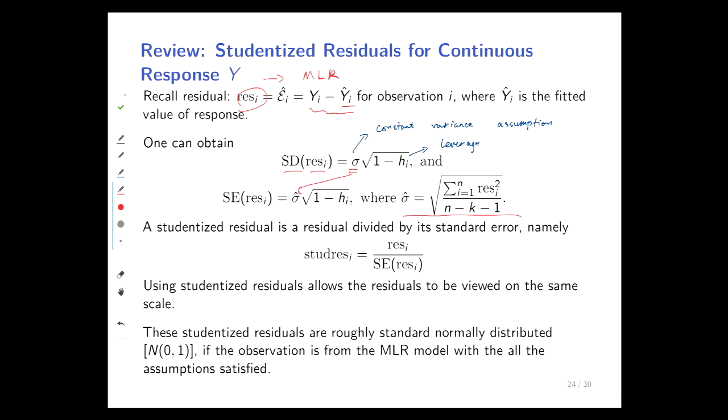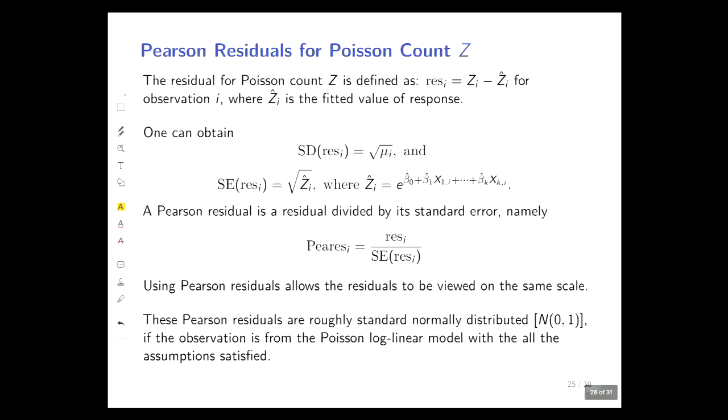In this case, we can standardize the residual by dividing by the standard error of the residual, such that we can view all the residuals on the same scale. And then we can call it a studentized residual. The good property of the studentized residual is that if all the assumptions are satisfied, then the studentized residual should be roughly standard normal distributed. So that's the review from the multiple linear regression model. And let's look at the Pearson residual, which uses a similar idea, but we consider the count response.